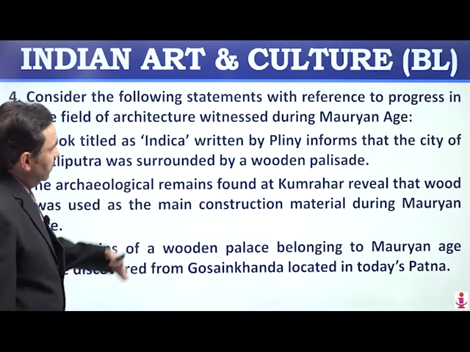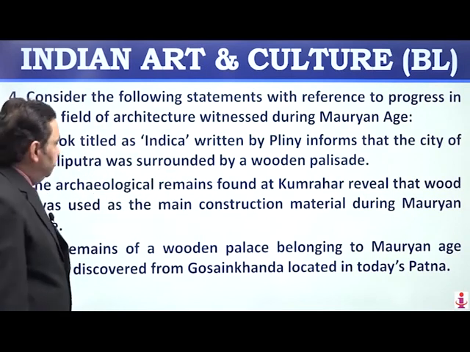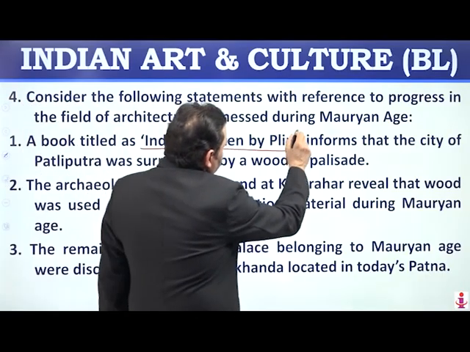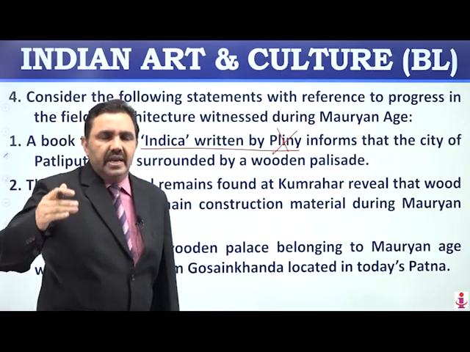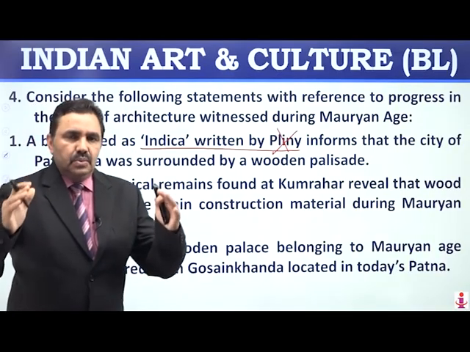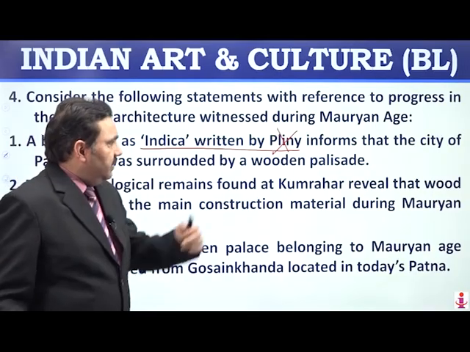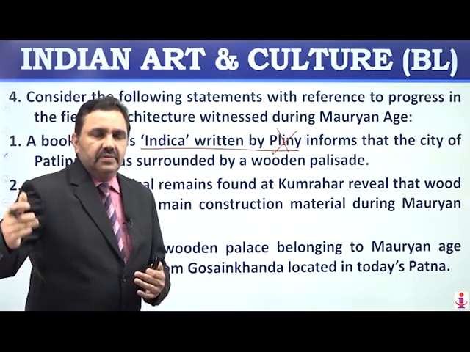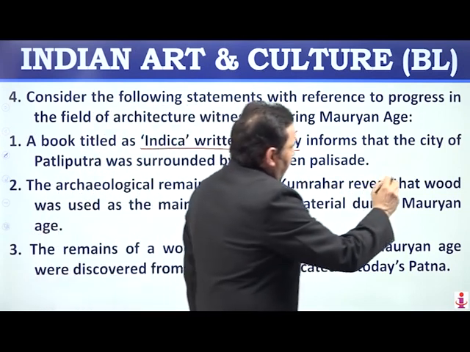Question number 4. Consider the following statements with reference to progress in the field of architecture witnessed during Mauryan age. A book titled as Indica written by Pliny. Pliny did not write this book. There are 2 books in history with the name Indica. The first book was written by Megasthenes. Megasthenes was ambassador in the court of Chandragupta Maurya. Indica of Megasthenes has been lost, has not been found. Some of the references or quotations from Indica of Megasthenes are found in Indica of Arrian.